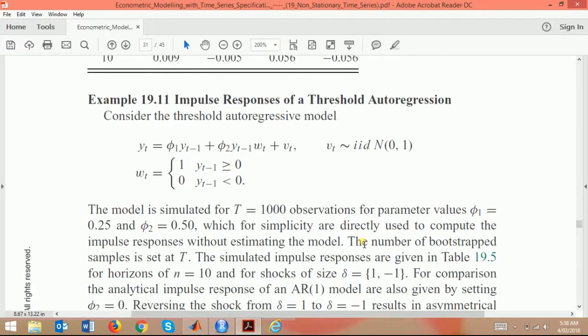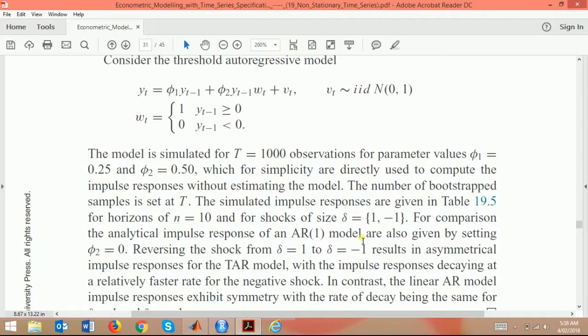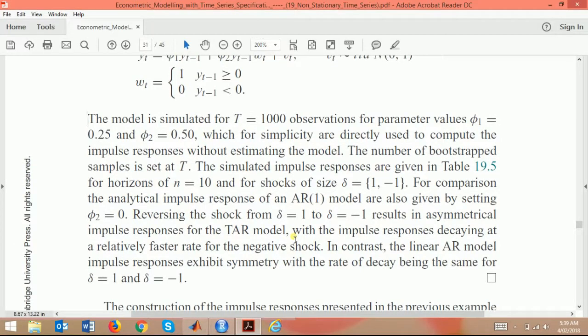You see, impulse responses of a threshold autoregression, where we have seen this example. For comparison, the analytical IR of an AR1 model is given by setting phi2 equals 0. Reversing the shock from positive to negative, we see our asymmetrical impulse responses for the TAR model, with the impulse responses decaying at a relatively faster rate for the negative shock. So in the second problem that we solved, we just put the second element to 0, and when we change the sign of our shocks, we see that the impulse response line decays at a faster rate for the negative shock.